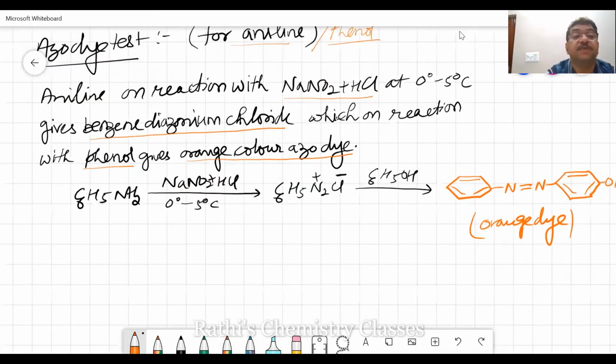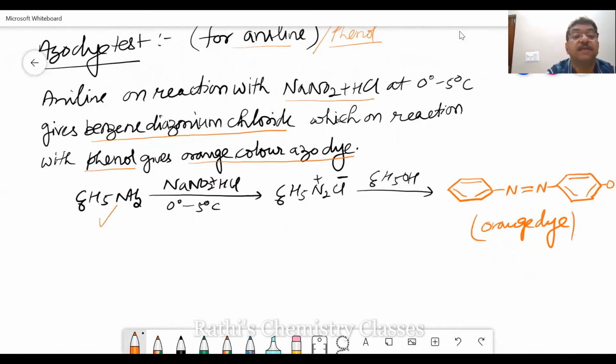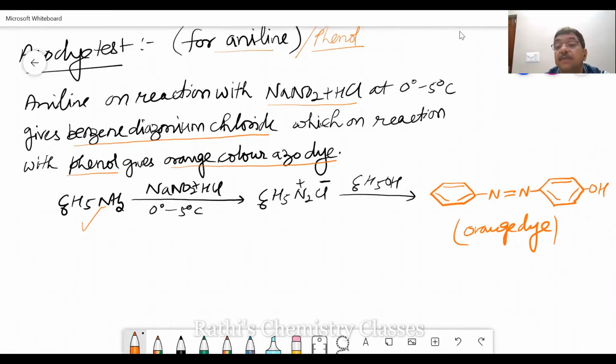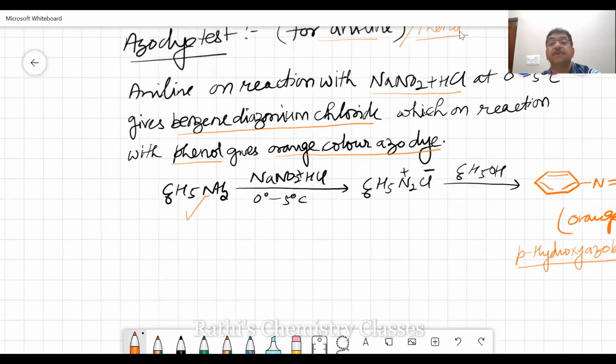So it is specific for aniline. Aniline first gives benzene diazonium chloride, which on reaction with phenol gives this orange color azodye. Orange color azodye, that is para-hydroxyazobenzene. So this is all about the different tests which are in our syllabus.